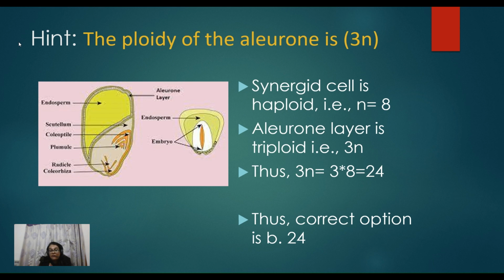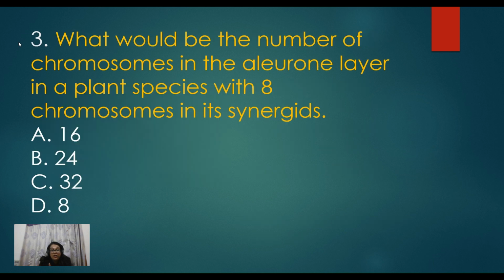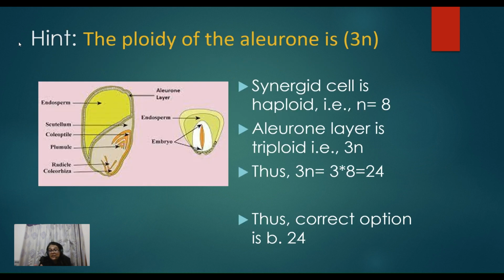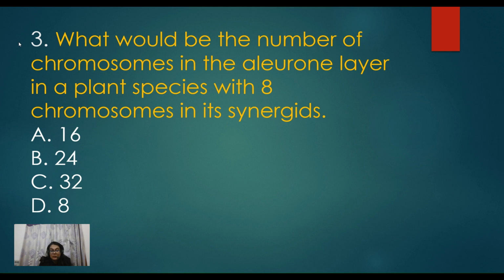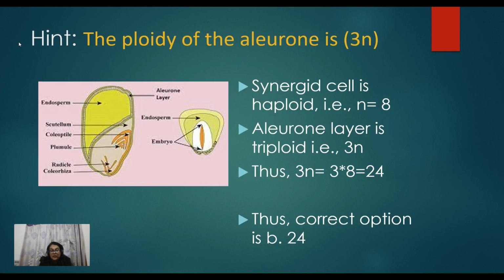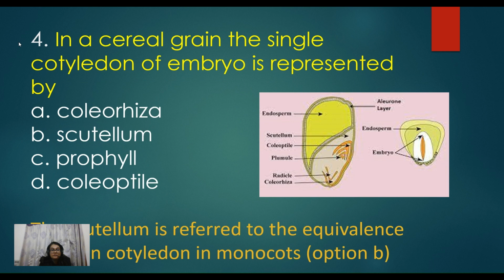Okay, so we are given the number of chromosomes in the synergid cells, right? And synergid cells are haploid because they are formed after megasporogenesis, that is after meiosis. So if synergid has 8 chromosomes, that means n is equal to 8. But the aleurone layer is triploid, having 3n chromosomes. So 3 into 8 will be 24. So what will be the correct option? The correct option will be B, that is 24. So let's move to the next question.